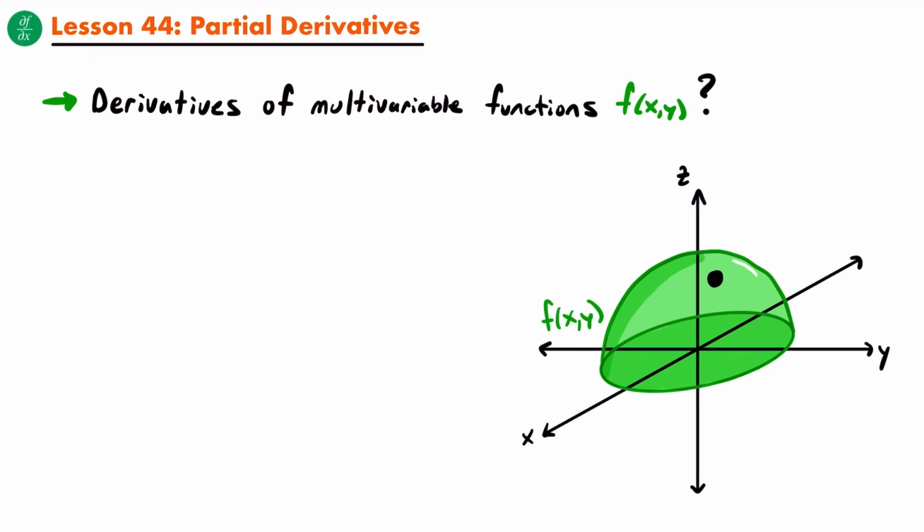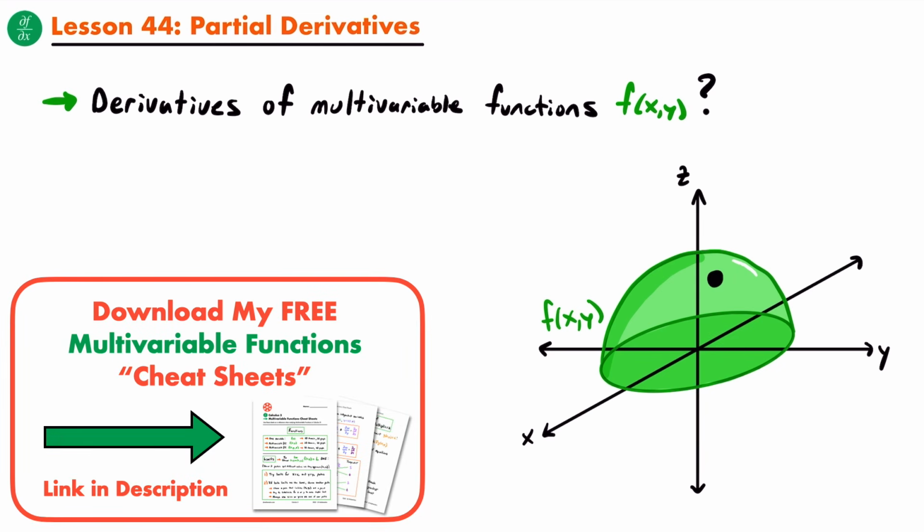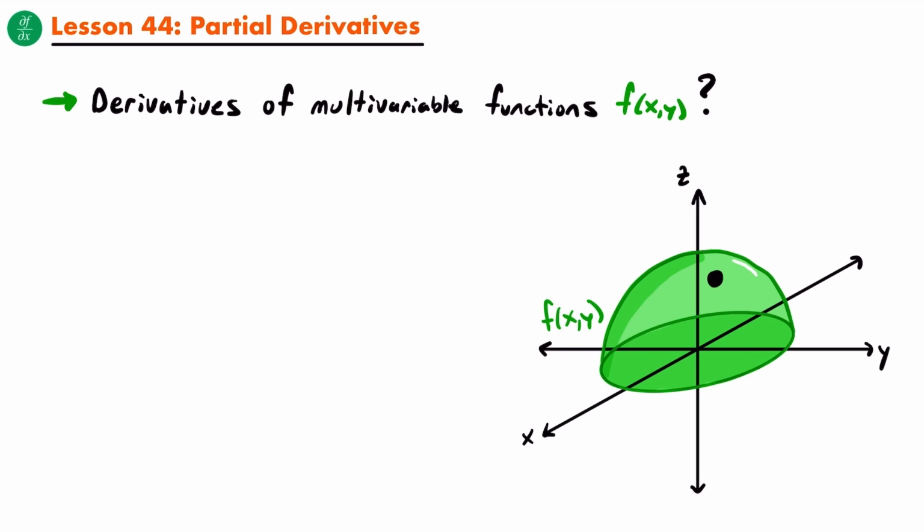But what exactly does the derivative of a multivariable function look like? What would it represent? What would we actually be doing? Well, remember from Calculus 1 that the derivative of a single variable function is the slope of the tangent line to the curve at a point.